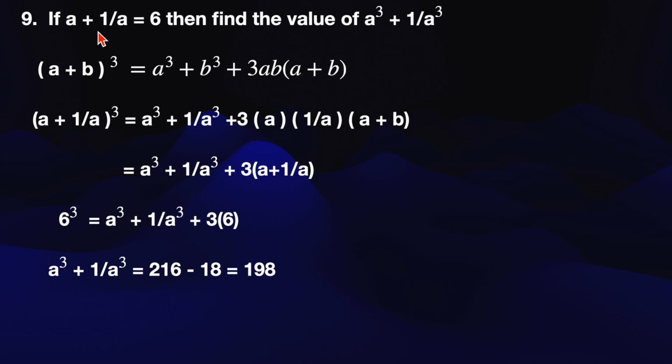9. If a plus 1 upon a is equal to 6, then find the value of a cube plus 1 upon a cube. So this is the general formula. Write a as a and b as 1 upon a. Write it down, simplify it, you get like this. So now substitute this value as 6. Solve it, you'll get the answer.